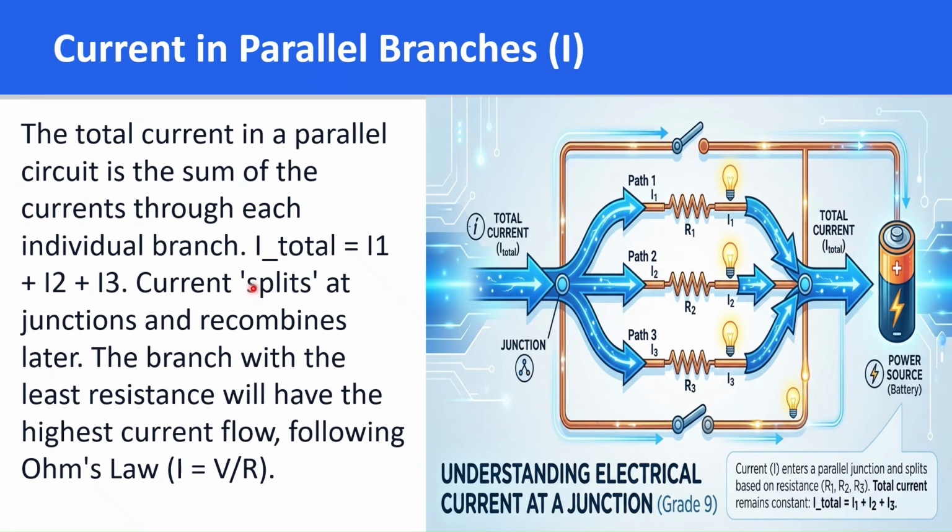The current splits at junctions and recombines later. The branch with the least resistance will have the highest current flow, following Ohm's law. Again, Ohm's law is I is equal to V divided by R, or the resistance.